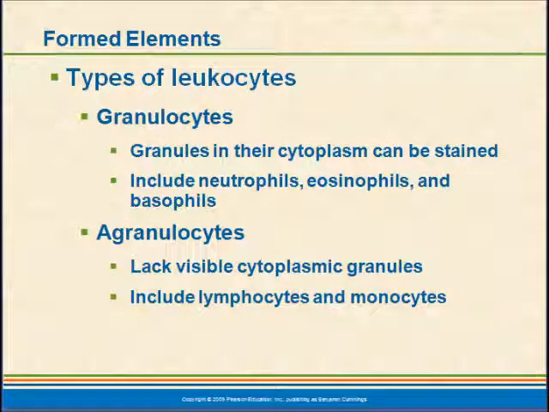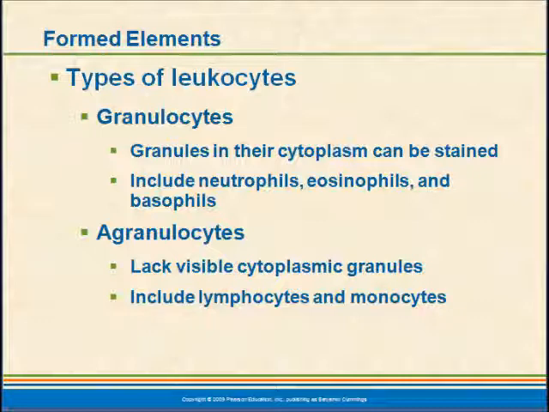Okay, so let's continue our discussion about blood. We had mentioned before that there are granulocytes and agranulocytes, and that the granulocytes included the neutrophils, eosinophils, and basophils, and that the agranulocytes included the monocytes and the lymphocytes. So now we'll talk a little bit more about the characteristics of each.